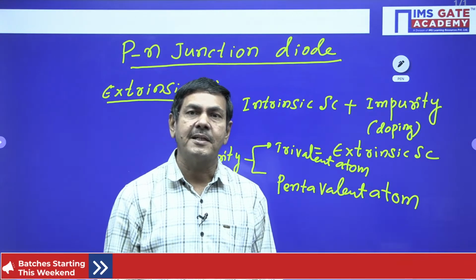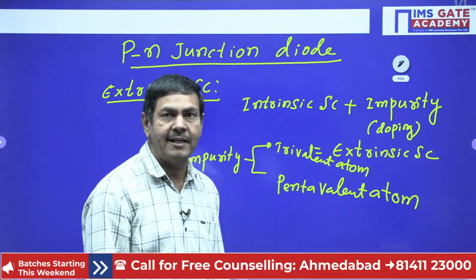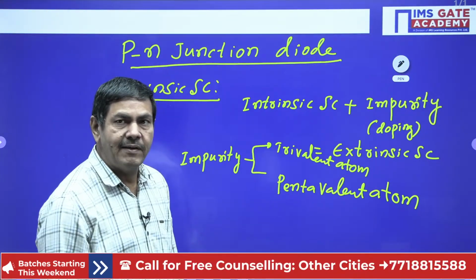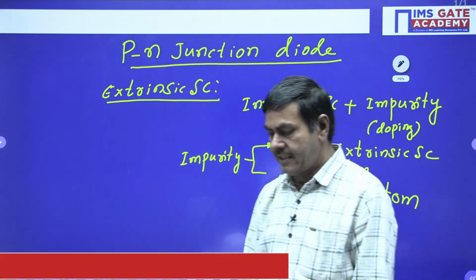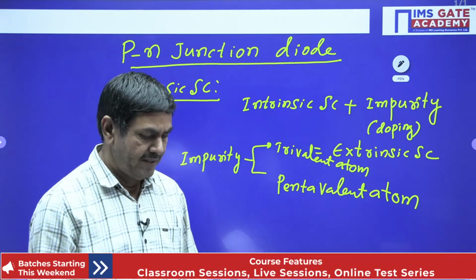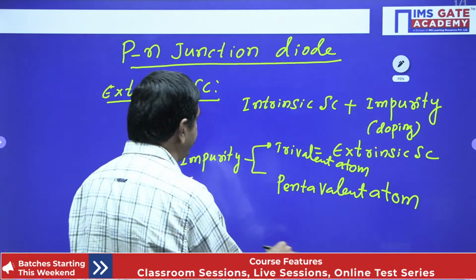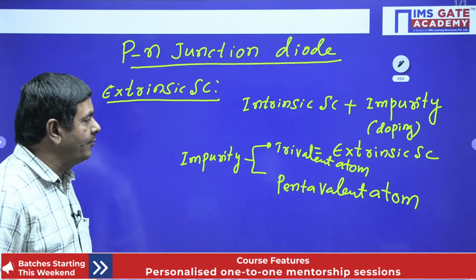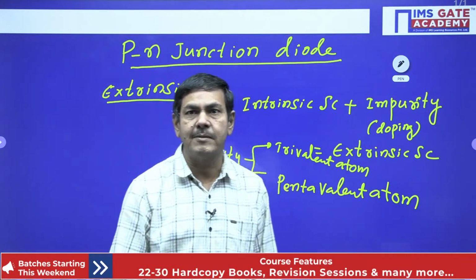What is a pentavalent atom? Whenever any atom contains 5 valence electrons, we call it a pentavalent atom. Trivalent atom means an atom which contains 3 valence electrons. So, what are the examples we can give? That I will give when the addition is made with pentavalent, and when intrinsic is added with trivalent, what we can call, and what are the examples I will give.